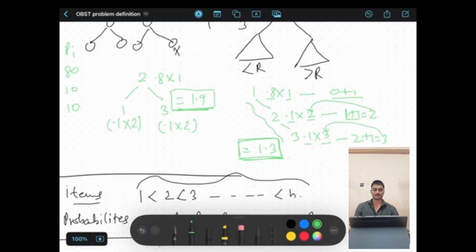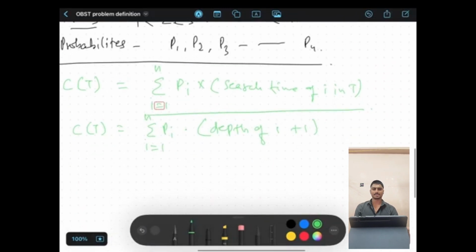So this is the basic idea of optimal binary search tree, where we try to find the optimal tree based on the frequencies or probabilities of the items which are coming.